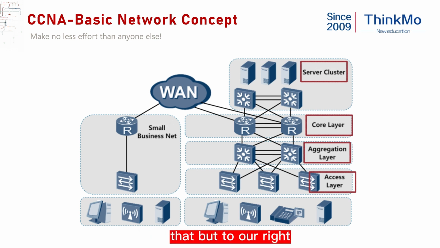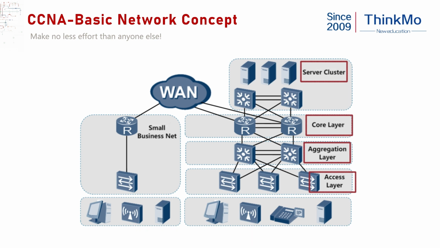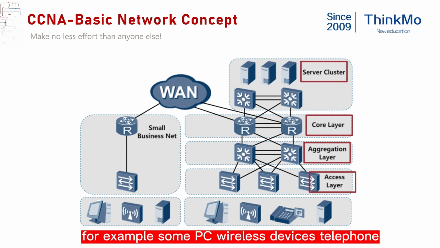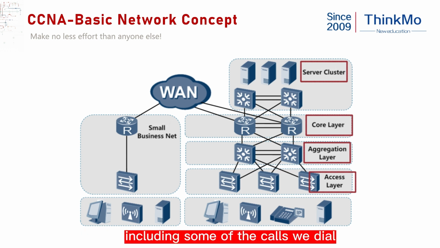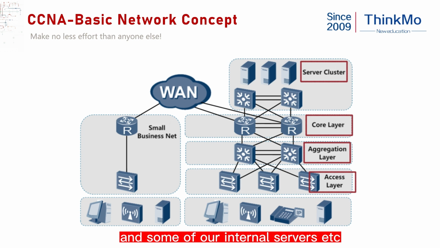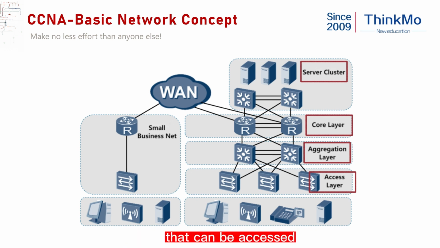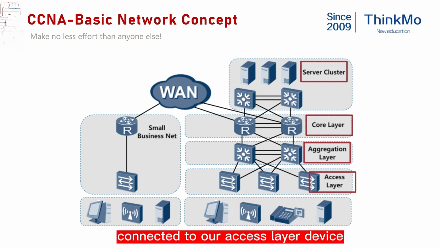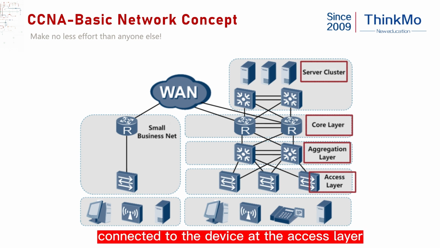But to our right, you can see what its features are. There are many lines. First, the terminals below are the same, for example, some PC wireless devices, telephones, including some of the calls we dial, and some of our internal servers, etc. These terminal devices, there are also printers and cameras, can be accessed and connected to our access layer device.